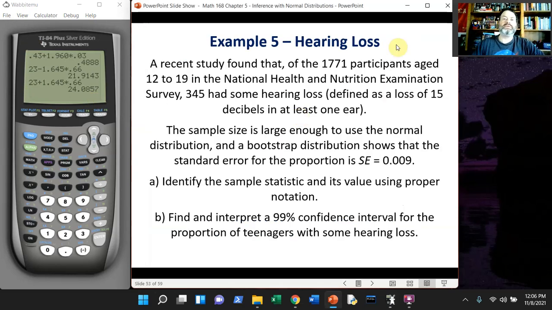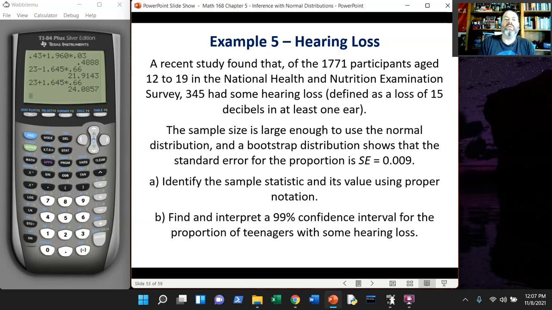All right, so now we're going to keep expanding it out, right? We're going to keep adding the new techniques to problems that look like things we've done before. A recent study found that of the 1,771 participants aged 12 to 19 in the National Health and Nutrition Examination Survey, 345 had some hearing loss, defined as a loss of 15 decibels in at least one ear. The sample size is large enough to use the normal distribution, and a bootstrap distribution shows that the standard error for the proportion is 0.009.